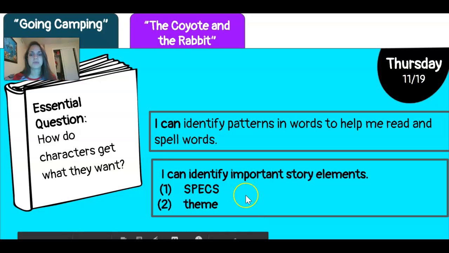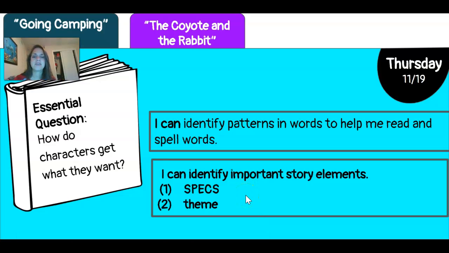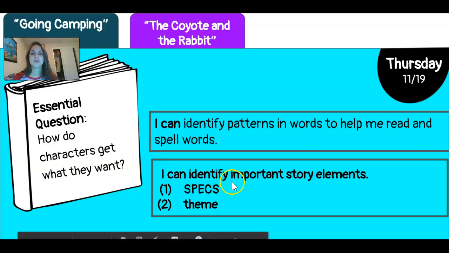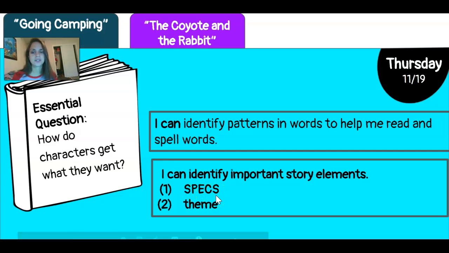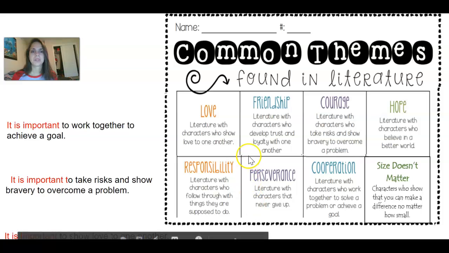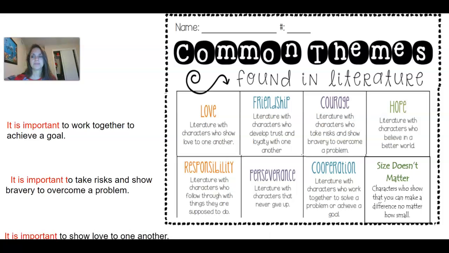Here is our second purpose for today. I can identify important story elements. Story elements are setting, problem or want, events, characters, solution, and theme. So when we're thinking of theme, these are the common themes that we can identify.